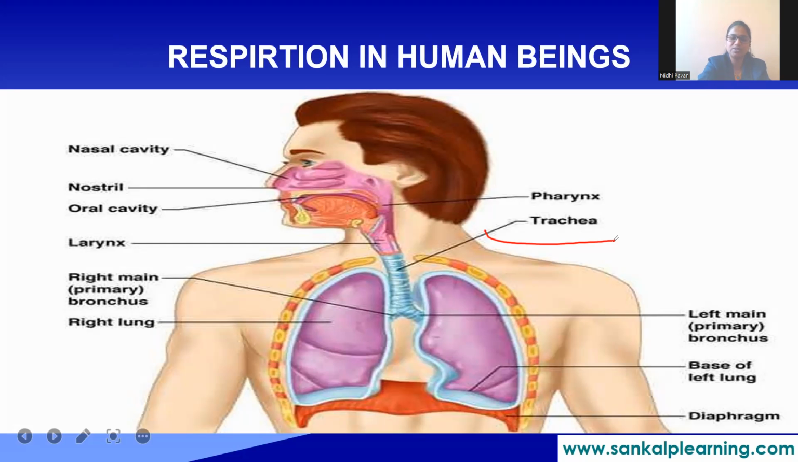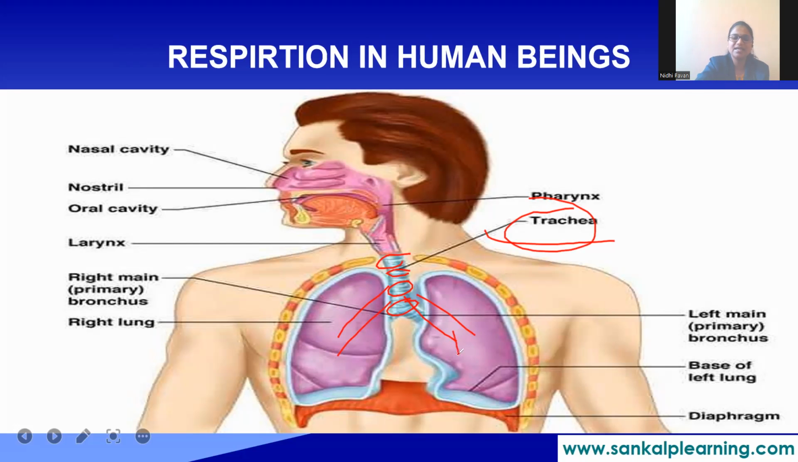Then it continues with the trachea. The trachea has C-shaped rings around it, made up of cartilaginous rings, so that the soft pipe, or trachea, is protected by these rings and will not be affected by the pressure of air. And this trachea again divides into two when they enter into the lungs. We have two lungs, the right lung and the left lung.